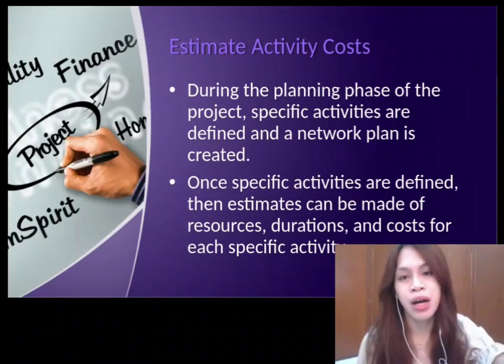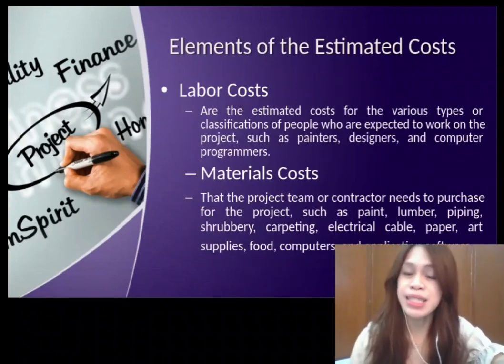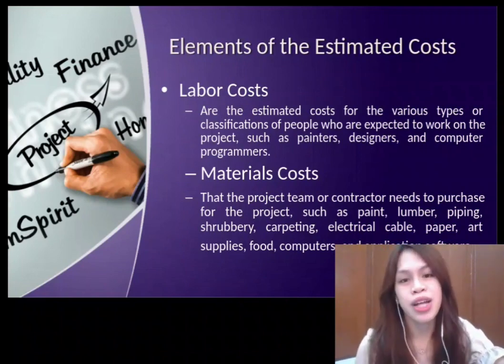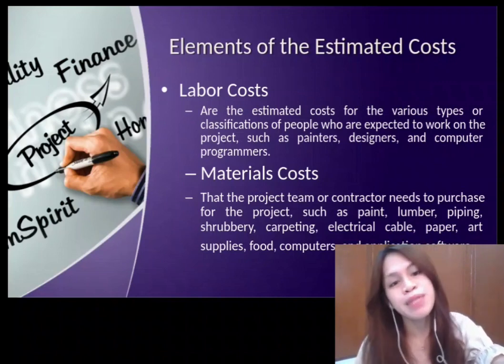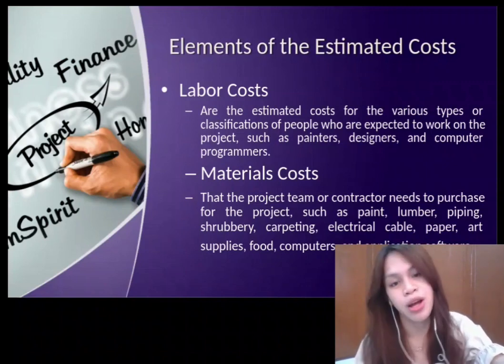Next, we have the elements of estimated cost. It consists of 7 elements. First we have the labor cost. These are the estimated costs for the various types or classifications of people who are expected to work on the project, such as painters, designers, and computer programmers.